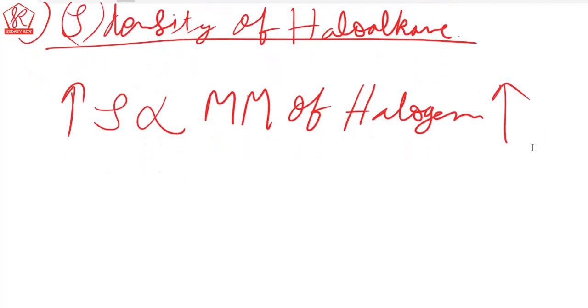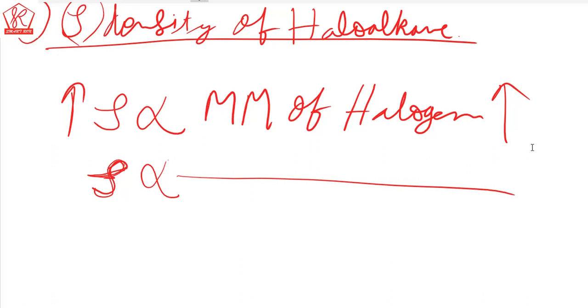The twist is that the density of the haloalkane also depends on the molecular mass of the carbon chain, but that is inversely proportional to the density. That is, density of the haloalkane is inversely proportional to the molecular mass of the carbon chain. So here we can understand that more the molecular mass of the carbon chain, less is the density.